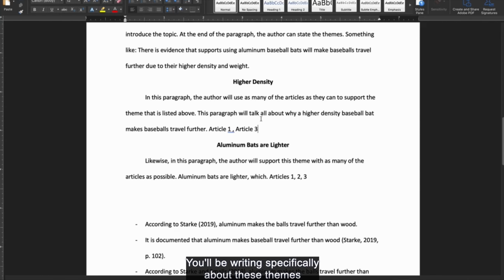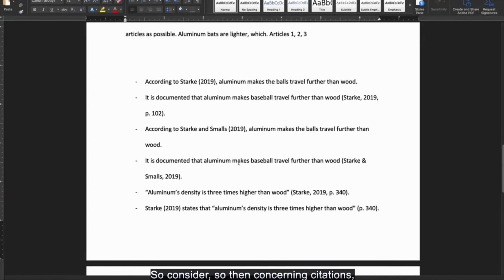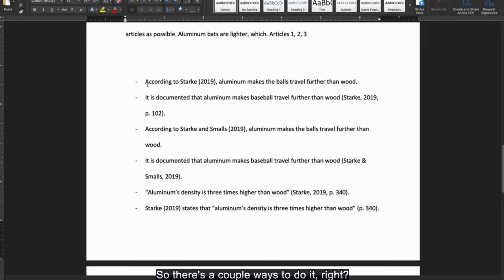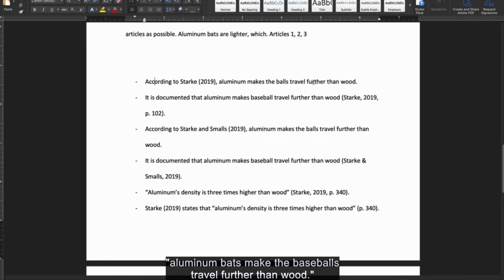You'll be writing specifically about these themes and supporting them. So then concerning citations, this is just, again, a quick brief overview of citations. There's a couple ways to do it, right? So these are kind of matching. This has to do with one author. So according to Stark, 2019, aluminum bats make the baseballs travel further than wood.